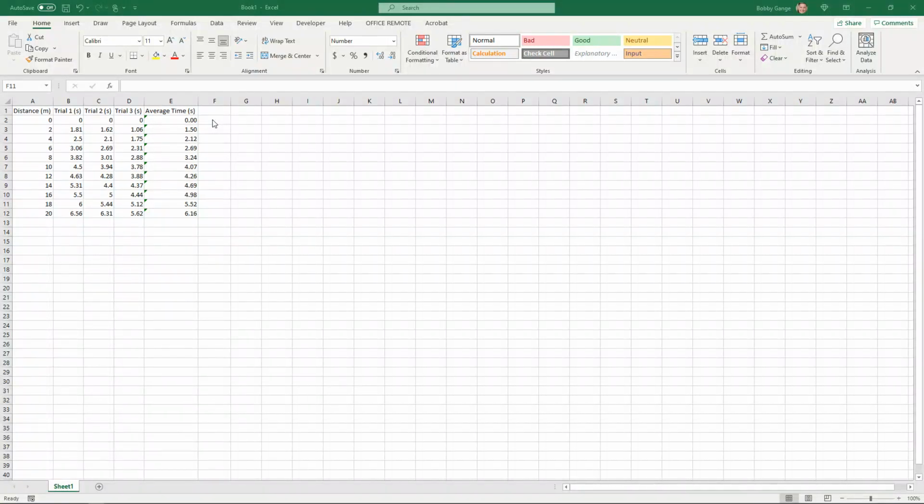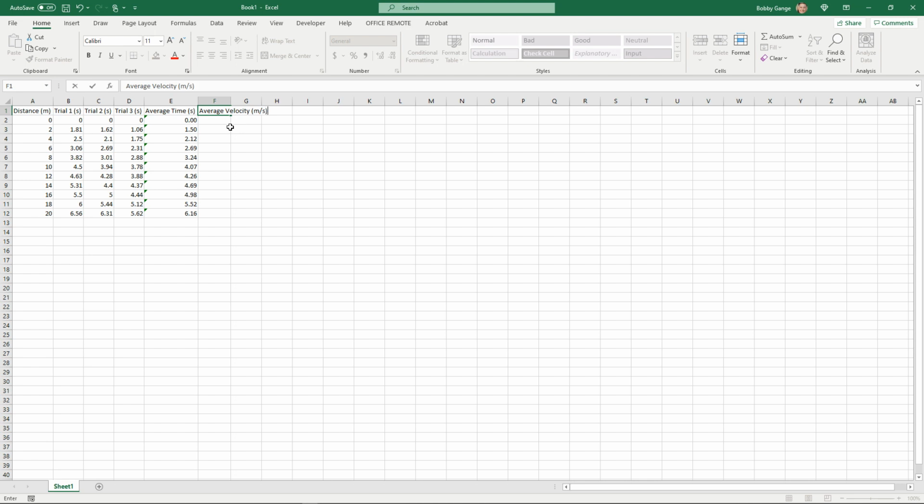Welcome back, guys. In this video, we're going to be using what we've learned so far to now populate this column with our average velocity. Okay, so we're going to be using a formula that will help us to calculate that. But let's start off with typing in average velocity. And we show the unit as meters per second.